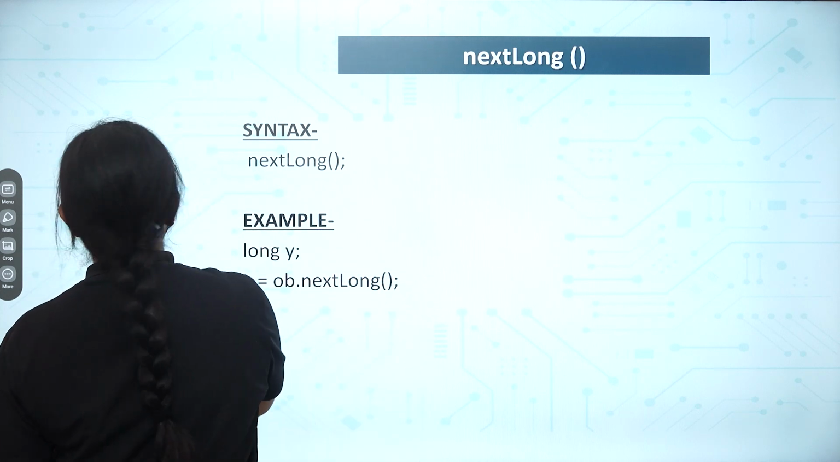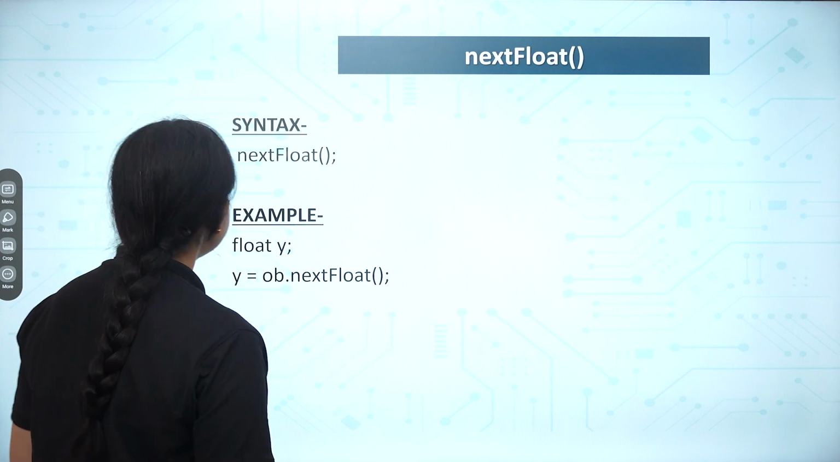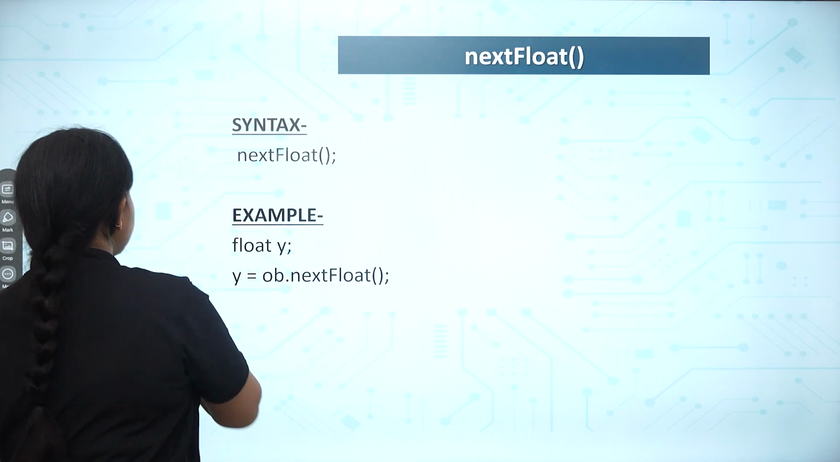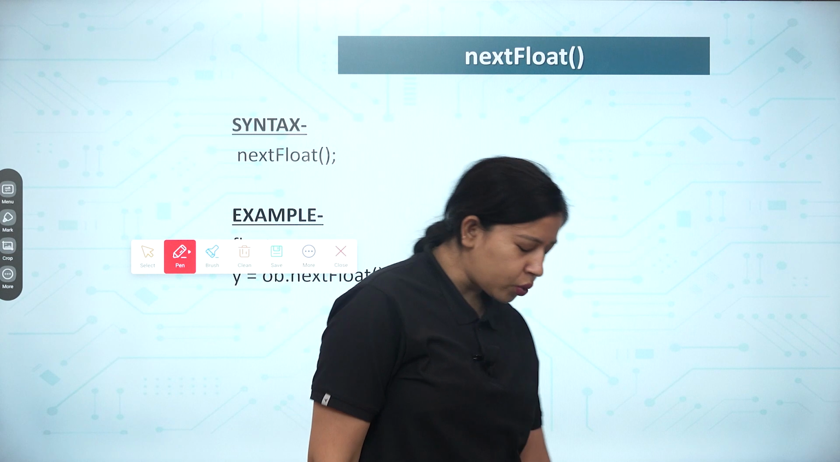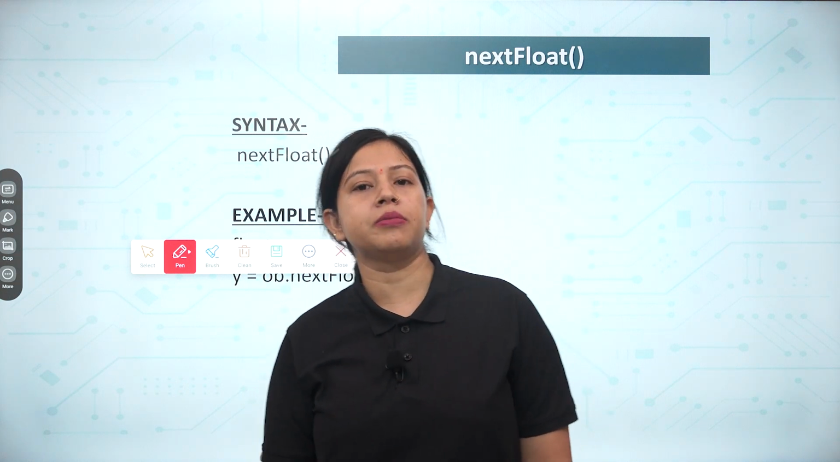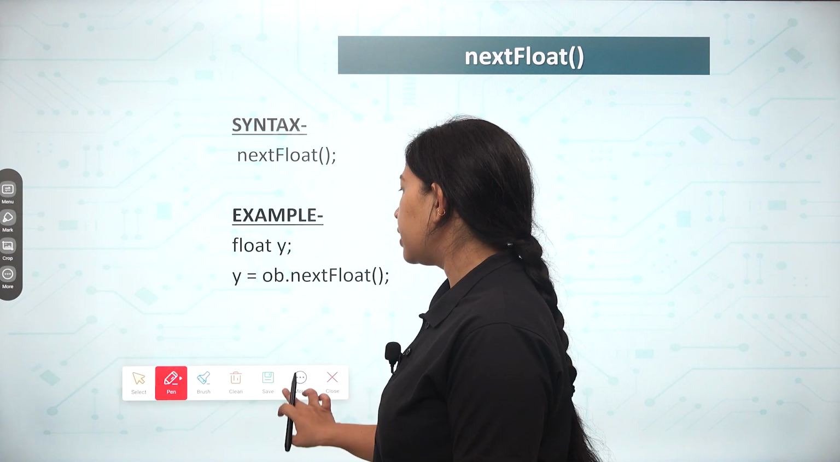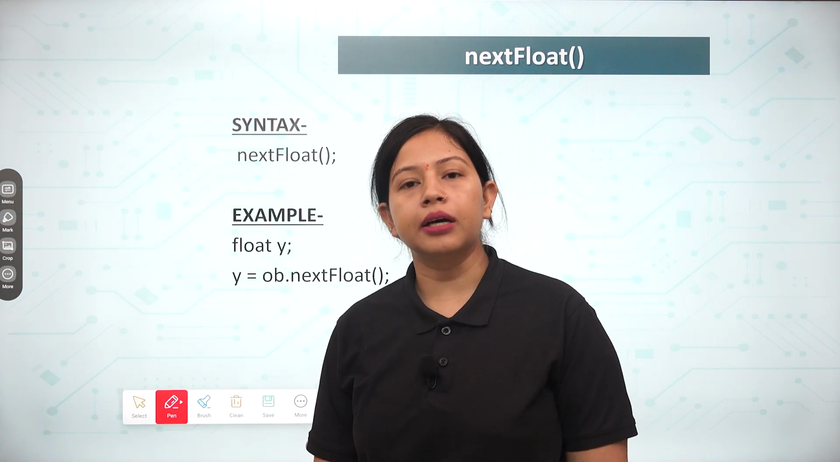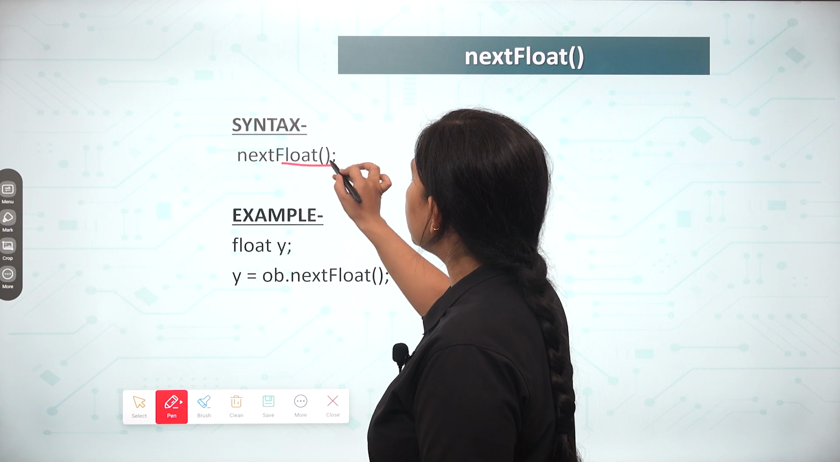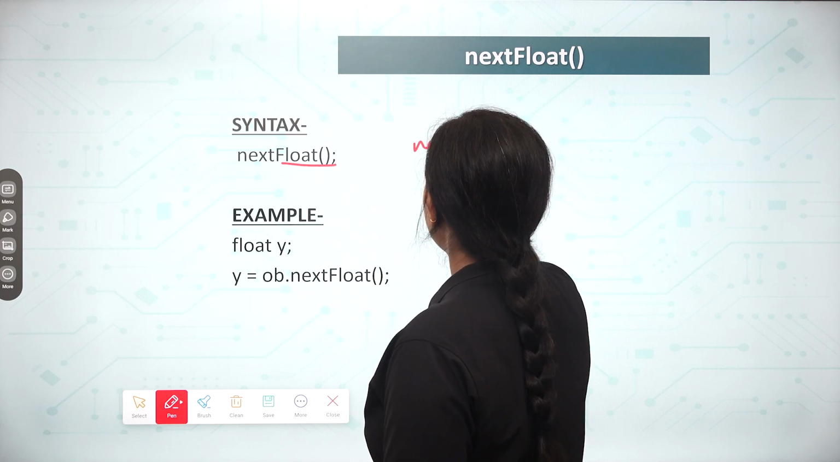Alright. Now, next we are having nextFloat. So what is nextFloat? Whenever we are going to store any kind of decimal number, we have two types. One is float, the other one is double. So for the float we are having nextFloat as a method.